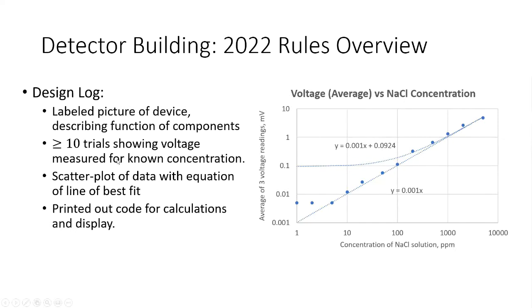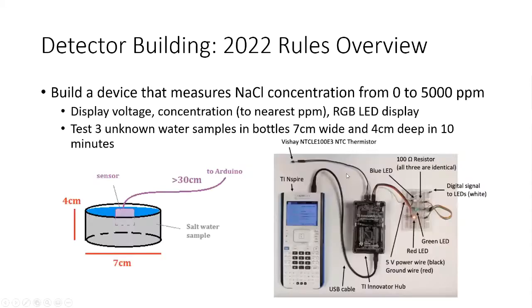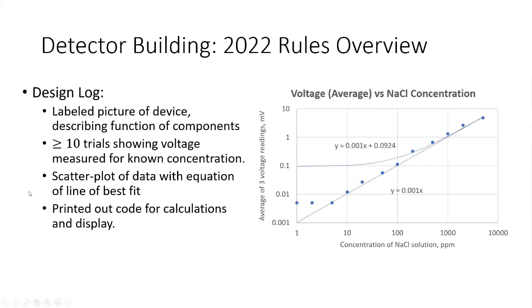So in addition to these plots, you also need to have a labeled picture of the device and describe the functions of each component. So something similar to this picture here, we'll need to submit. You'll also need to print out the code showing the calculations and the display part. So the part of your code that does calculations and displays it, you'll need to show it to them.